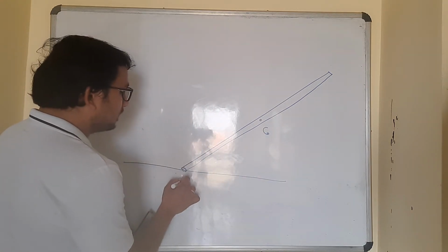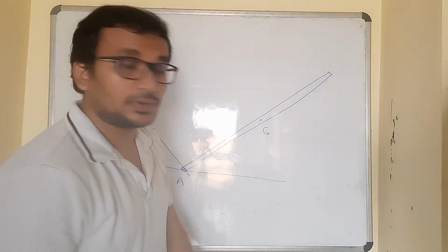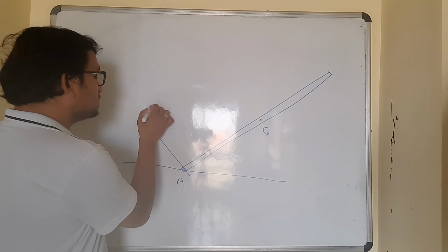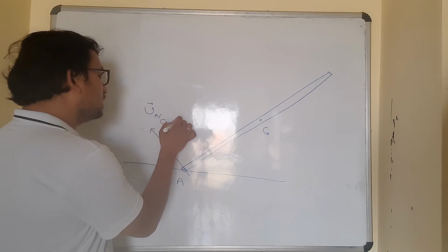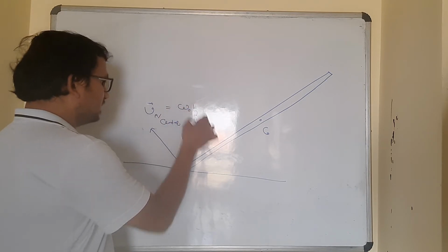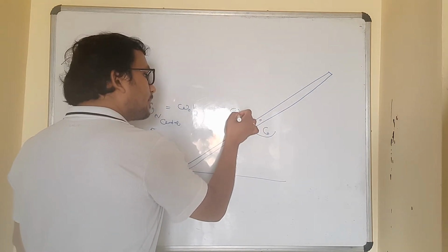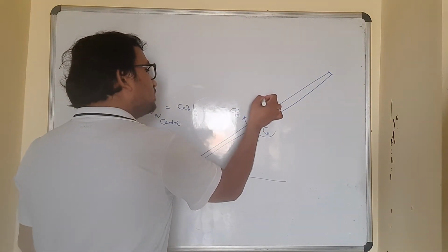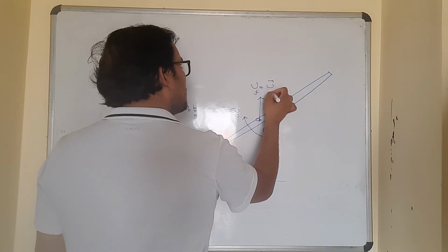So what I told, the velocity of point A with respect to center is how much? Omega L by 2. And the direction is perpendicular to the rod, like this, because omega is clockwise. And the velocity of the center with respect to ground is here. That is Vf. As clear as that.